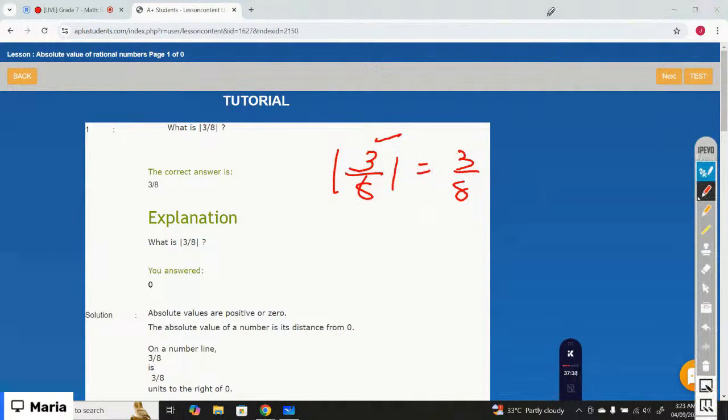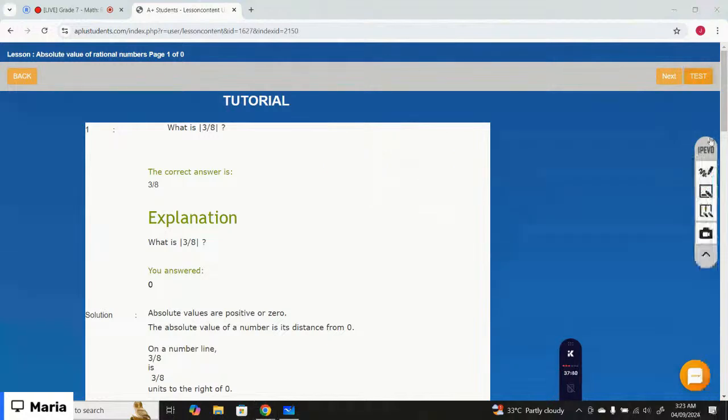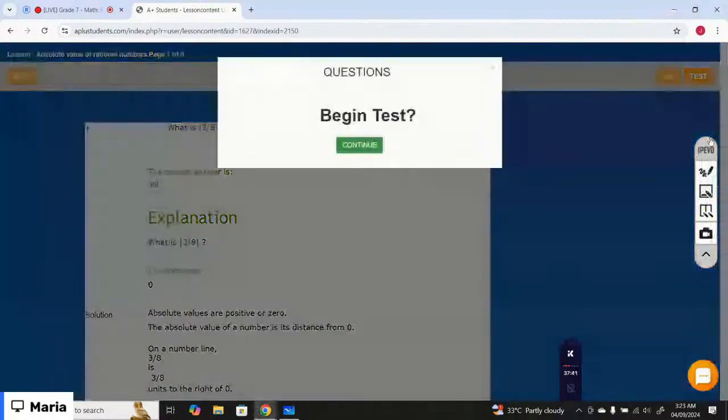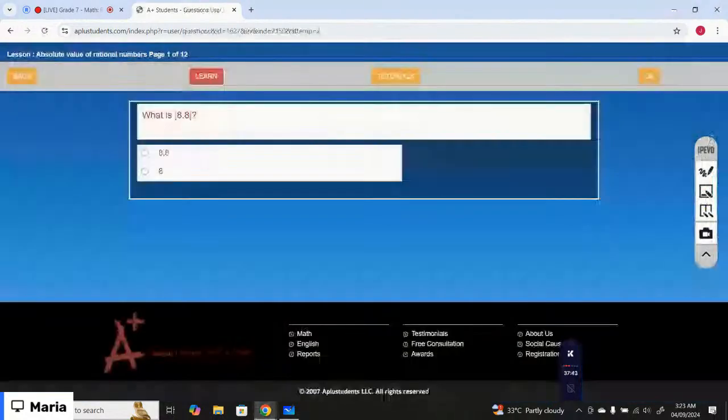Let's just start with the test questions. All the values that are absolute values are positive. So the first one is, what is the absolute value of 8.8? So which is the correct option?